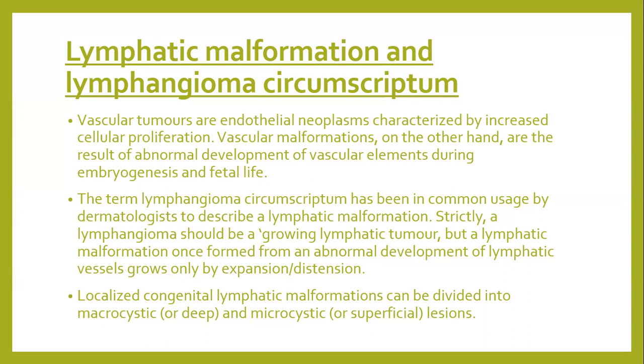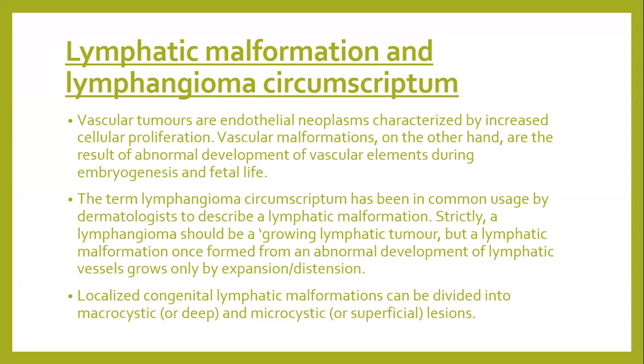The term lymphangioma circumscriptum has been in common use by dermatologists to describe a lymphatic malformation. Strictly, a lymphangioma should be a growing lymphatic tumor. But lymphatic malformations, once formed, form an abnormal development of lymphatic vessels, and grow by expansion and dilatation. So lymphangioma is a growing lymphatic tumor, but lymphatic malformations are not a growing problem. Although there are developmental abnormalities of lymphatic vessels, new vessels are not formed, but the already formed vessels can expand and dilate.